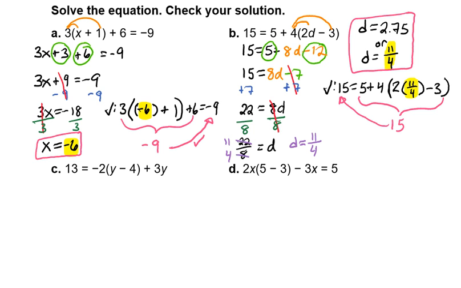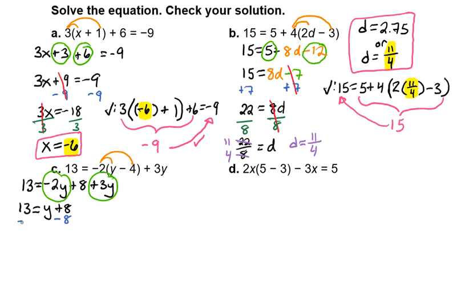Okay, so the first thing we're going to do is distribute our -2, which gives us 13 equals -2y plus 8 plus 3y. Then we see that we have like terms that we're going to go ahead and combine. And -2y plus positive 3y is a positive y. So we have 13 equals y plus 8. And then here we just have a one step. So we're just going to subtract 8 from both sides.